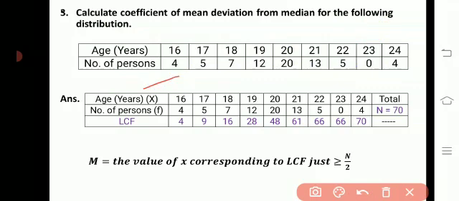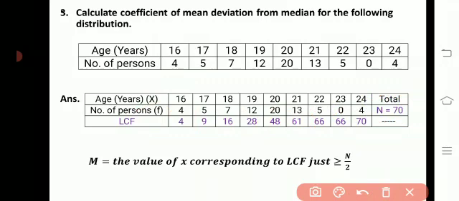Age in years we have written as it is. Number of persons we have to consider as frequency, and then we have to find LCF, less than cumulative frequency, that is addition of the frequencies from top to bottom. Here frequency is 4, we have kept as it is 4. So 4 plus 5 you will get 9, 9 plus 7 you will get 16, 16 plus 12 you will get 28, 28 plus 20 you will get 48, 48 plus 13 you will get 61, 61 plus 5 is 66, 66 plus 0 is again 66, 66 plus 4 is 70. So here capital N is equal to 70.